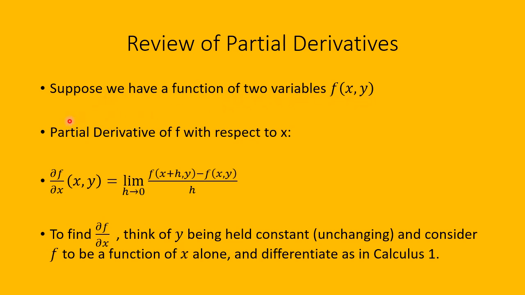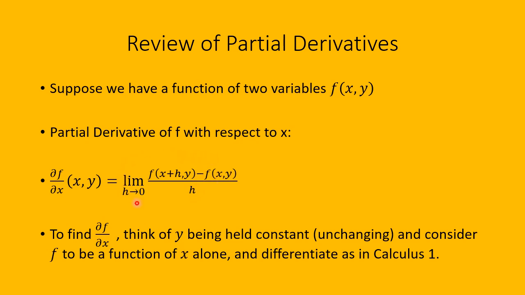We can talk about the partial derivative of f with respect to x, and it's denoted by this symbol, the partial derivative of f with respect to x, and we're evaluating it at some point x and y, let's say in the Cartesian plane. It's defined to equal the limit as h goes to 0 of f of x plus h, comma y, minus f of x y, over h.